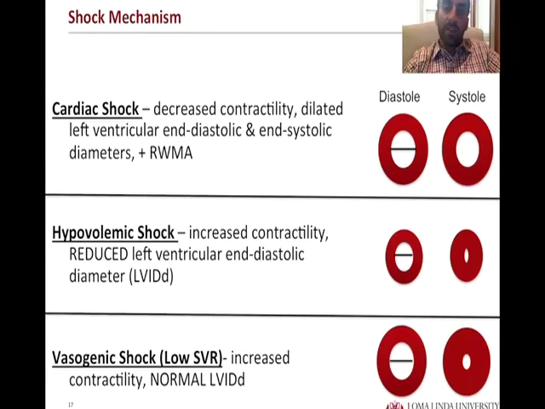However, in hypovolemic shock, remember that in diastole, the heart is not able to expand simply because it does not have volume on board. So again, assessing the expansion or the left ventricular end diastolic diameter is key to be able to determine the mechanism of shock in your patient.